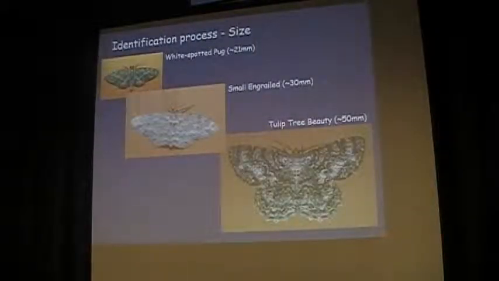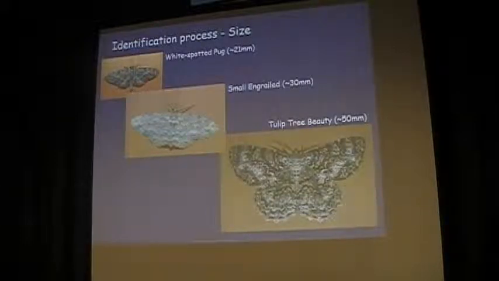Okay. So the markings are one part of the identification. Then you get into size. And this is my house. So you have a little guy called a white spotted pug, which has about a 21 millimeter wingspan. Small Engrailed is about 30 millimeters, and Tulip Tree Beauty is about 50 millimeters. They're all gray and white. They're all actually in the same family.